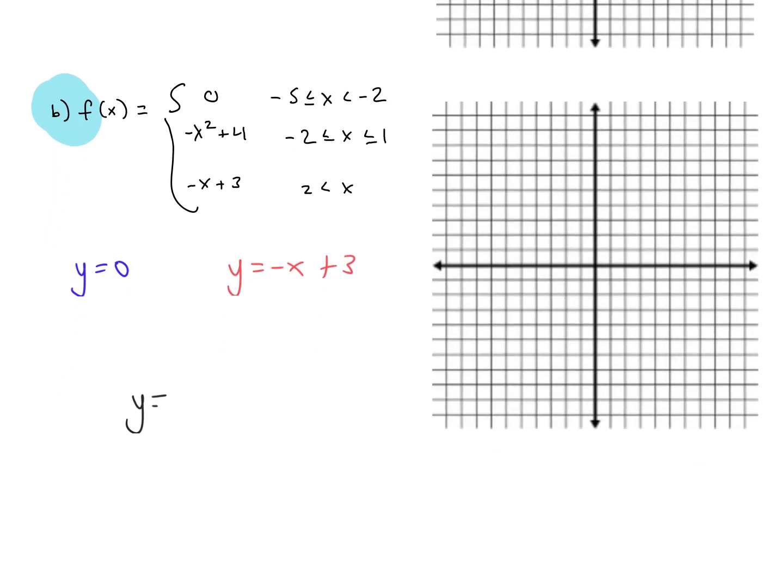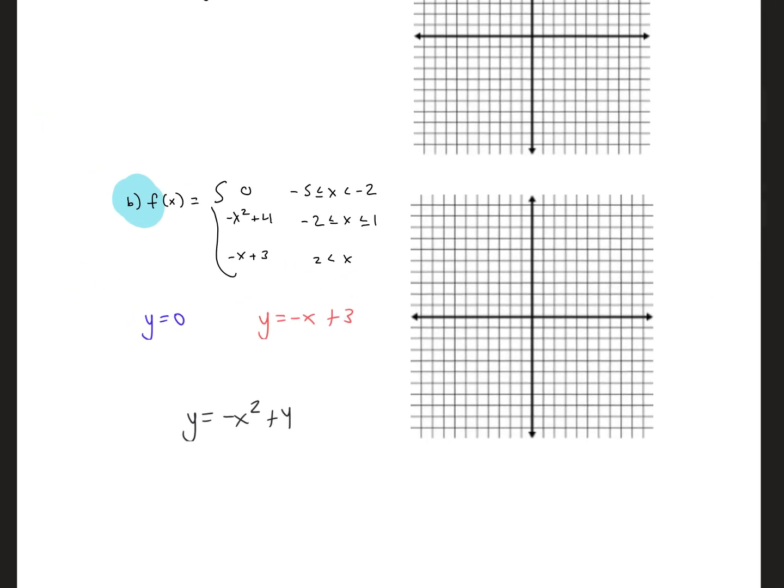So y equals negative x squared plus 4. Now hopefully from algebra 2, we can remember what each of these things looks like. Y equals 0 is a line. Y equals negative x plus 3 is a line. What is y equals negative x squared plus 4? It's a parabola. Is it a positive one or a negative one? It's negative. It's sad, so it's facing what direction? Down. There you go.